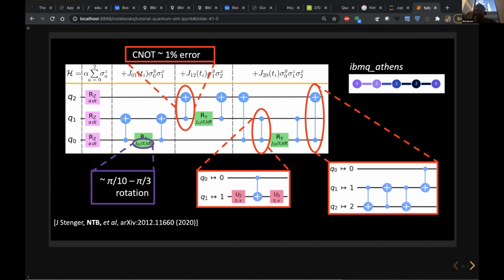Hey, Claire, you got a question? We do. Mel Lynn would like to know, when you trotterize it, is there a preference which term is applied first? Does it matter or not?